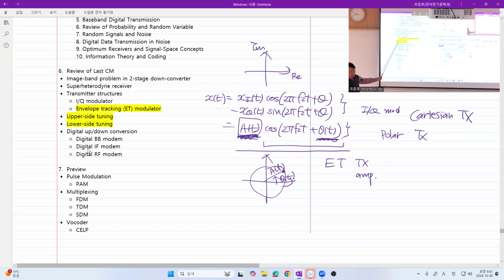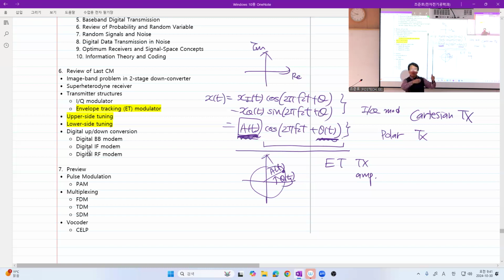I mentioned upper side tuning or lower side tuning in the transmitter, but that also occurs in the receiver. And finally, I talked about digitalization being very quickly employed in the design and implementation of radio transmitters and receivers. So many parts have been converted to digital components. But because we have an antenna for radio communication, which requires what? An analog signal, a continuous time signal. So all digital components anyway need to be converted to continuous time signals.